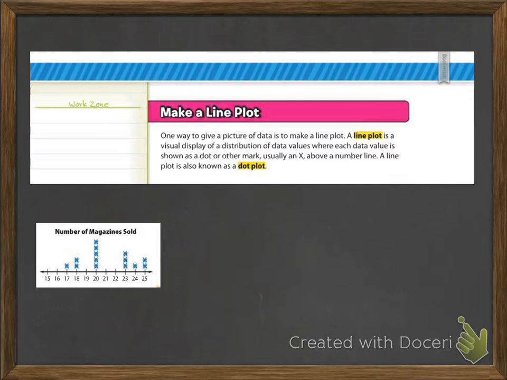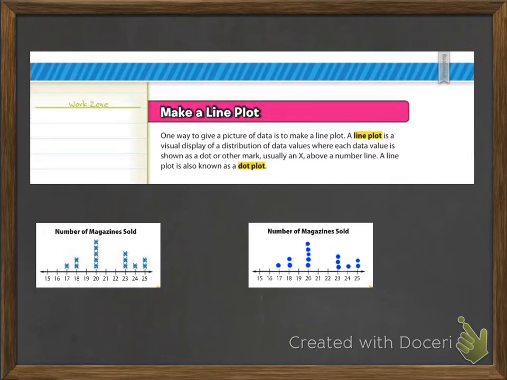Now, a dot plot is just like a line plot, but look, it has dots instead. So you can see how they're both similar. You're going to see that sometimes they're called dot plots, other times they're called line plots. Those names are interchangeable.